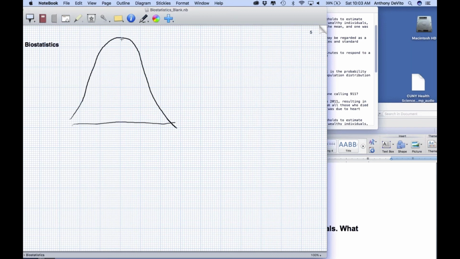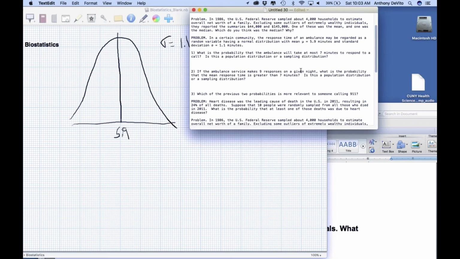Okay, the mean response time is 5.9. This is a made-up example. Nobody's really claiming that it is really normally distributed, but who knows? Maybe it is. And the standard deviation is, what was it, 1.1? Did I get that right? Yeah, I got it right that time.